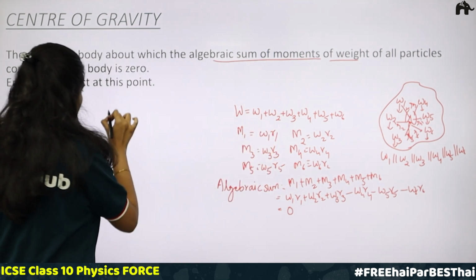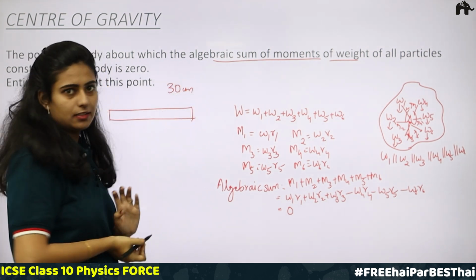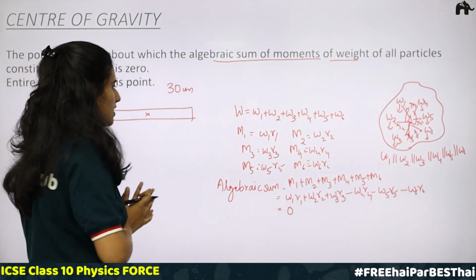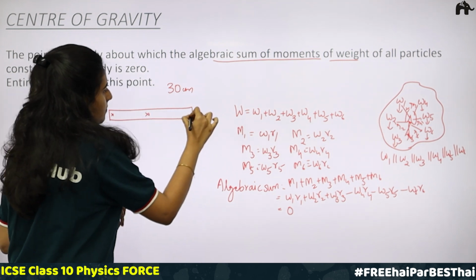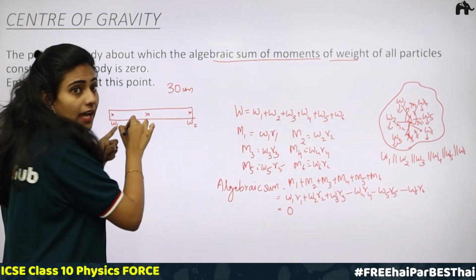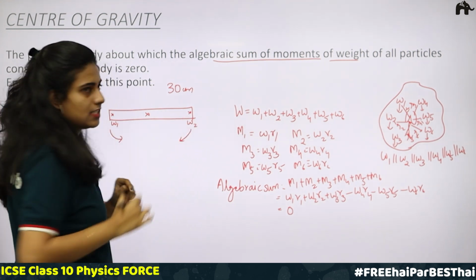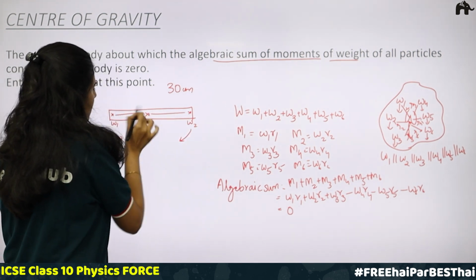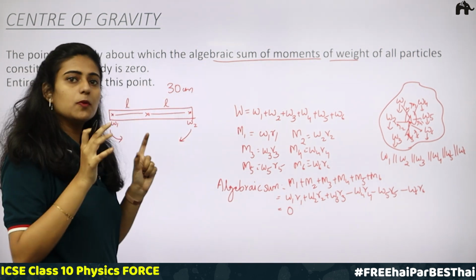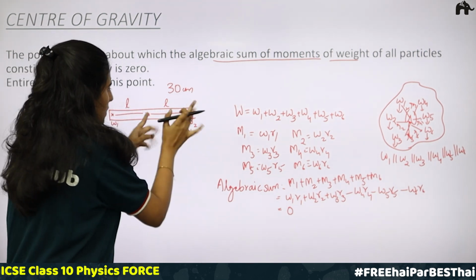Consider the case of a scale. Let us say this is a 30 centimeter scale. At 15 centimeter, the midpoint, we have the center of gravity, and we consider two particles here. This is the first particle W1, this is the second particle W2. Here you will be having the anti-clockwise moment in this direction. Here you will be having clockwise moment in this direction. Distance will be same, 15 centimeter here, 15 centimeter here. Let us take it as L because both of these distances are same. It is a scale of length 2L, each part will be L.